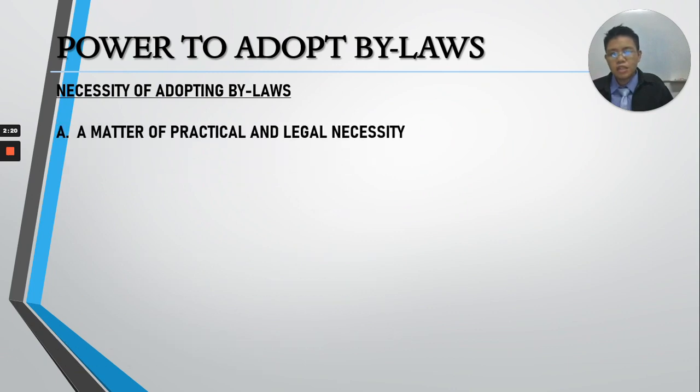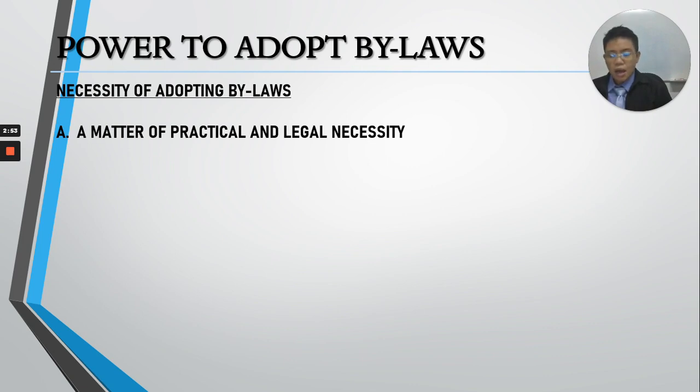So the first reason why a corporation must adopt bylaws is because it is practical and also there is a legal necessity to adopt bylaws. So remember, a corporation will begin its existence at the time that the certificate of incorporation is issued to it. But remember, even if there is a certificate of incorporation, there is already existence, yes, but the corporation is not prepared to do business as of yet.